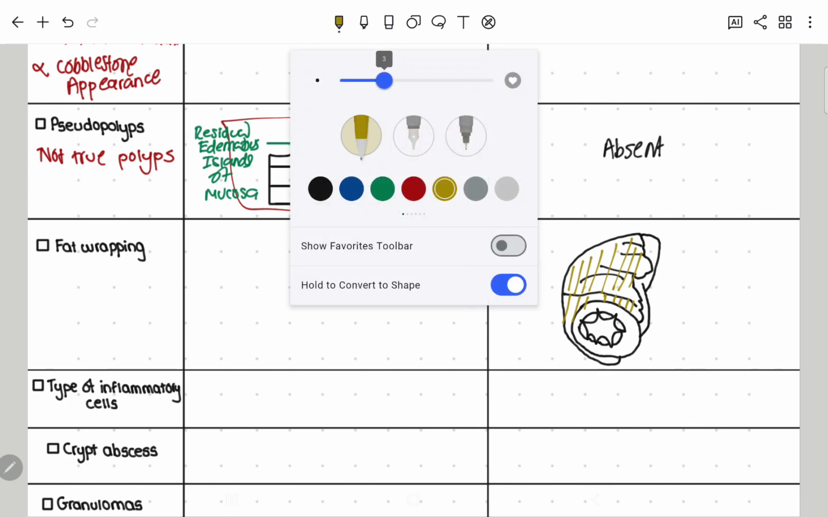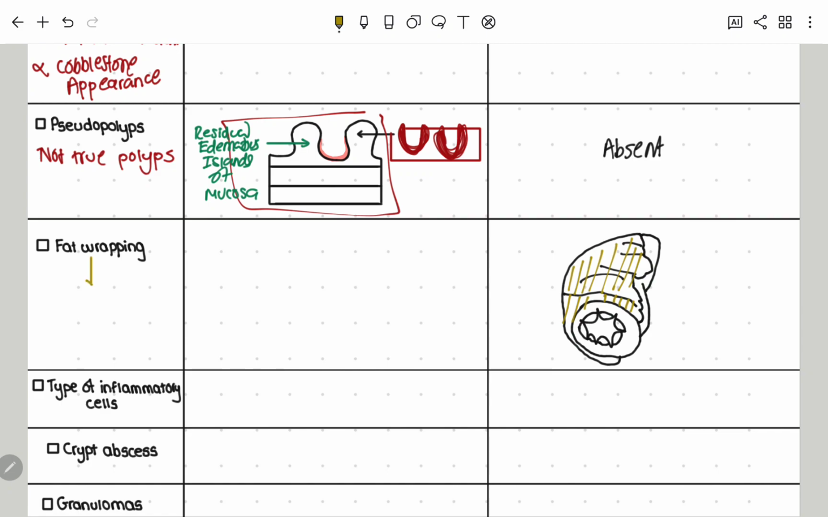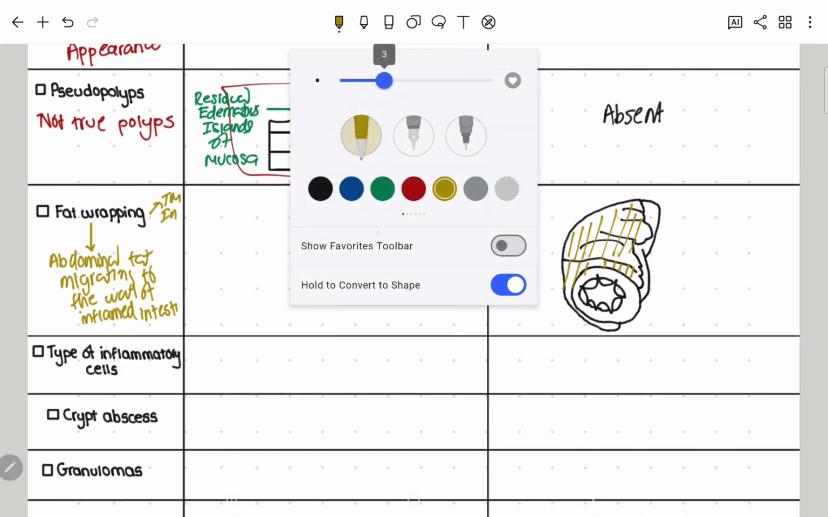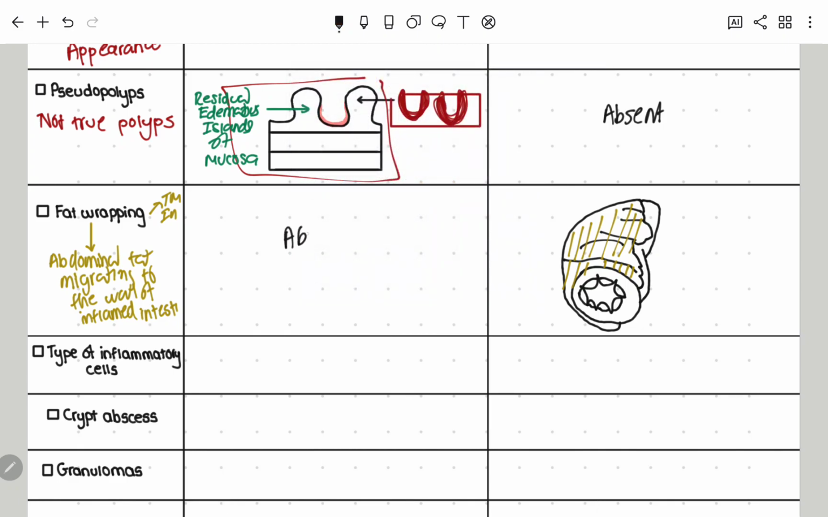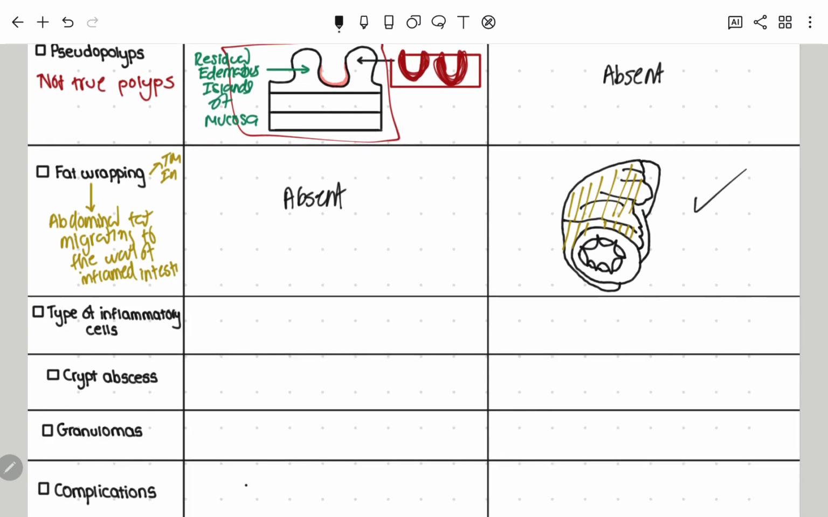The next feature we need to talk about is fat wrapping. What this basically means is that you have abdominal fat migrating to the wall of the inflamed intestine. And this is more commonly seen when you have transmural inflammation. Now only one of these two disease processes has transmural inflammation, and so fat wrapping is usually absent in the case of ulcerative colitis but present in the case of Crohn's disease.